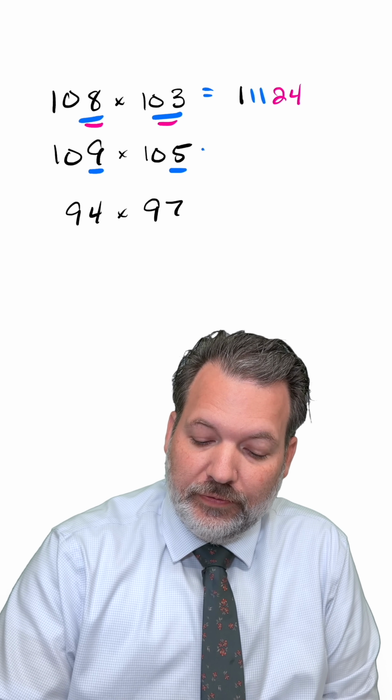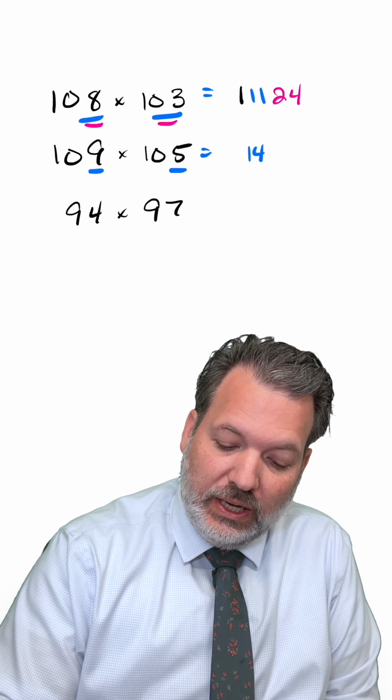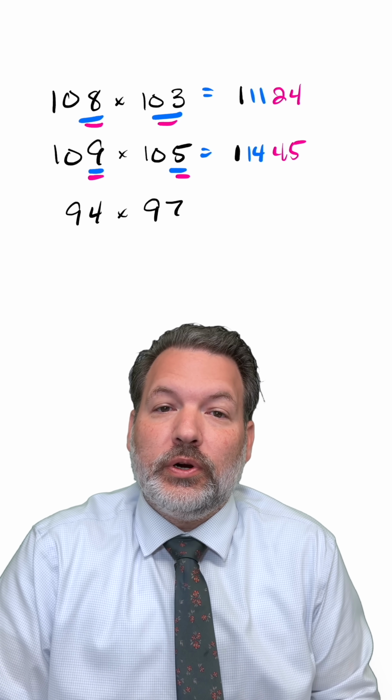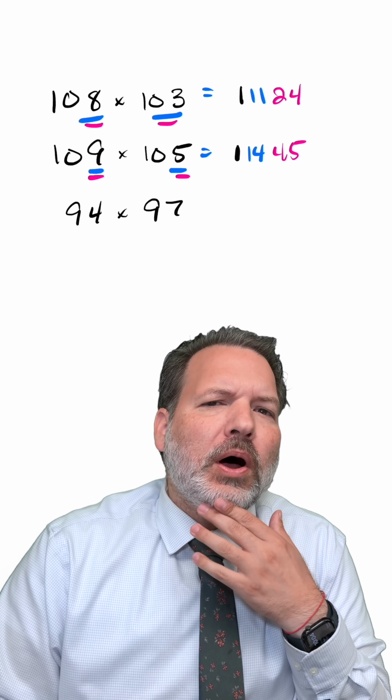109 times 105: 9 plus 5 makes 14, 9 times 5 makes 45, and 109 times 105 is 11,445. Okay, but what if they're slightly smaller than 100?